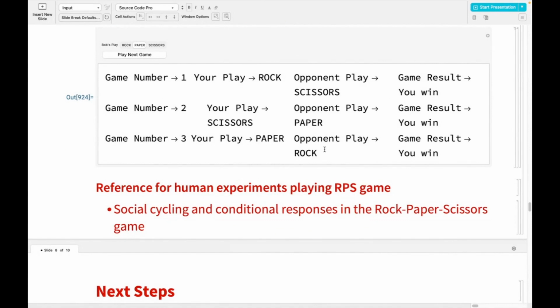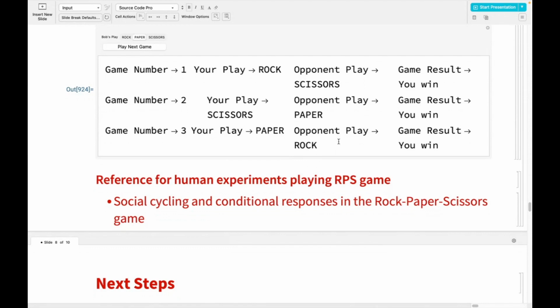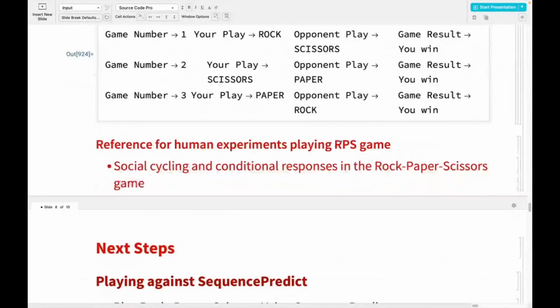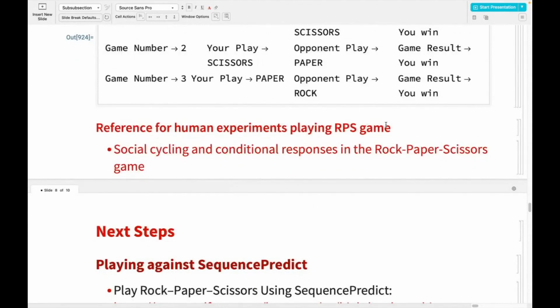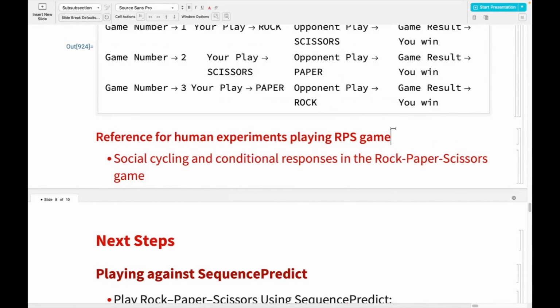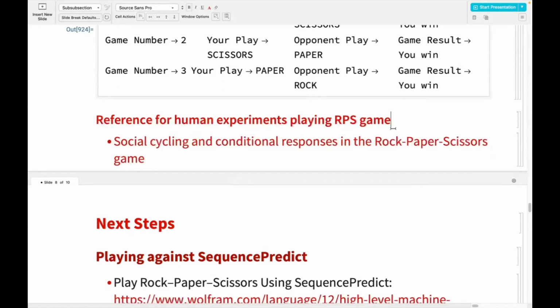It seems that GPT-4 is only paying attention to the last move and trying to adapt to it. For this particular prompt, maybe there are some other experiments that we can do, changing the prompt or making it more intelligent. But so far, I think GPT-4 is not beating humans, at least at this game.